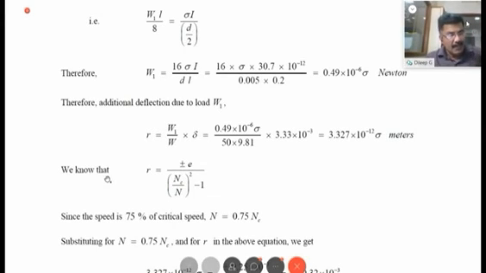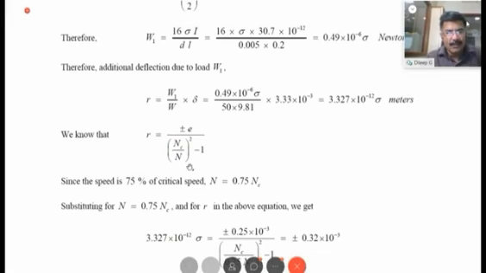Now we have derived the formula: R is equal to plus or minus E divided by (NC by N) the whole square minus 1. Now R you know in terms of sigma. Very important, just substitute the value over here. Now NC is the critical speed, and N is 75% of the critical speed. This is 100%, this is 75%. So 100 by 75, 1 divided by 0.75. So we can substitute like that.